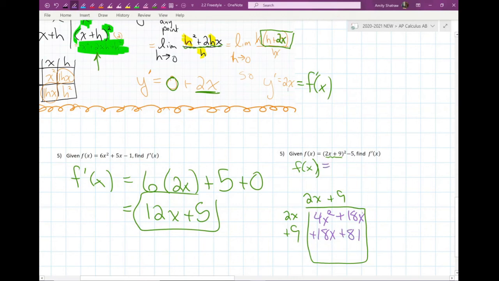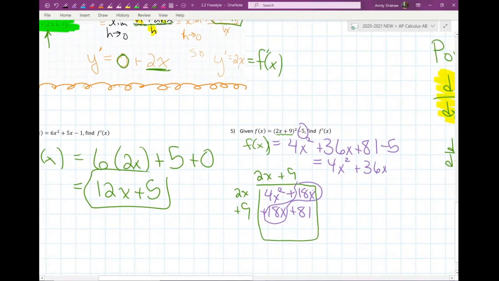And so f of x is really equal to 4x squared. These guys can be collected, and 18 plus 18 is 36. So I get a 36x, and I have plus an 81, and then here I had minus a 5. And so altogether then f of x is really this: 4x squared plus 36x plus, 81 minus 5 is 76.